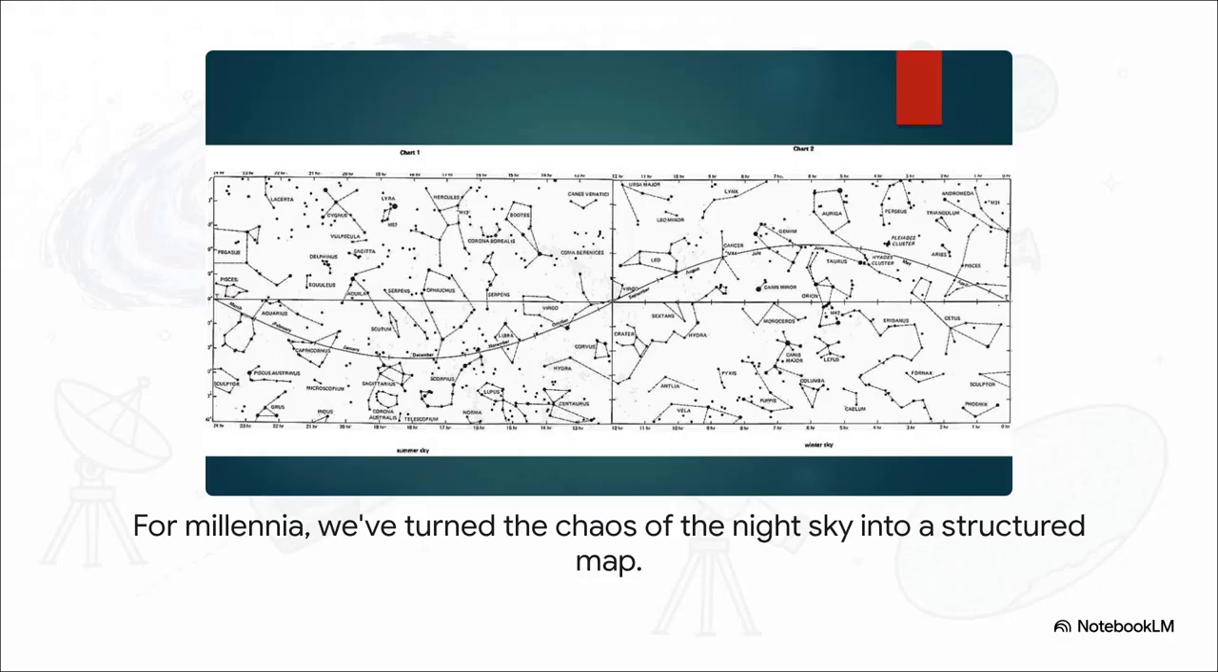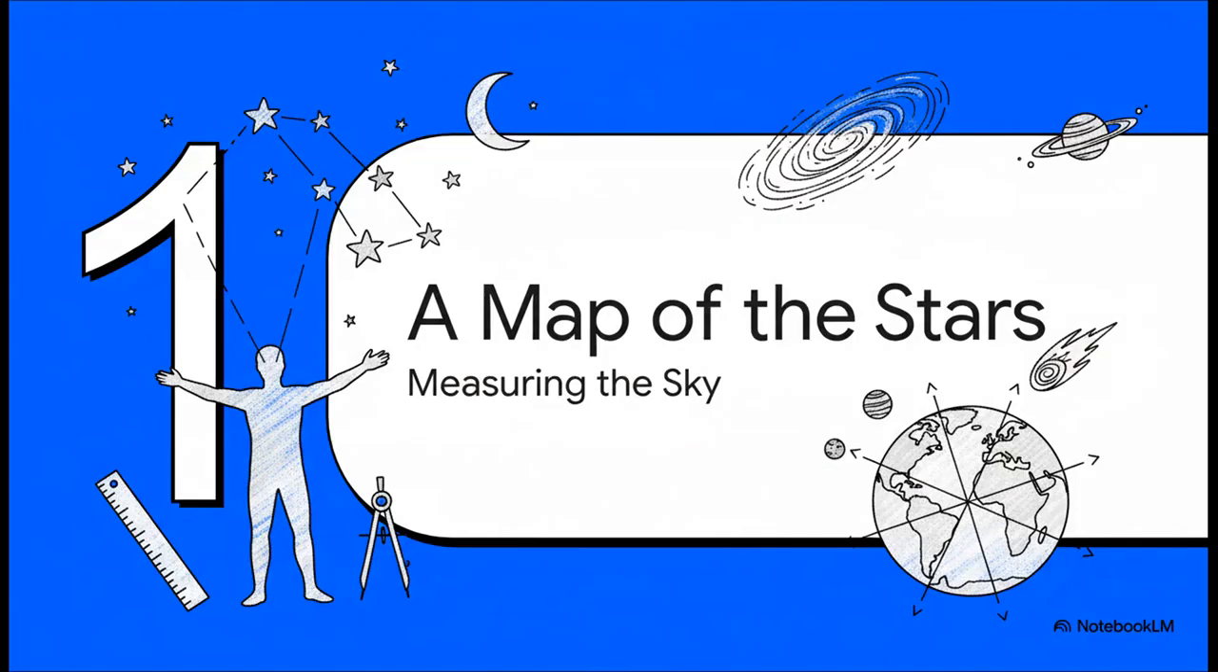Well, that's what we're going to talk about today, because turning that chaos into order, into a map of the universe, is exactly what astronomy is all about. And we're going to dive into the absolute fundamentals of how that map works. To build this map of the stars, we're going to start with a tool you've literally had with you your entire life, your own body. Because really, before you can map anything, you've got to figure out how to measure it.